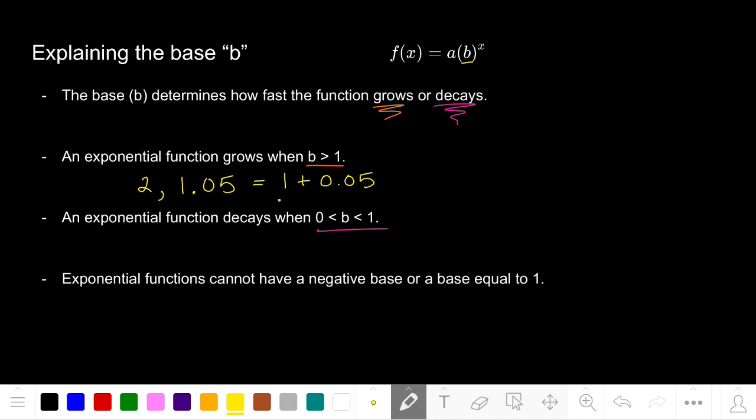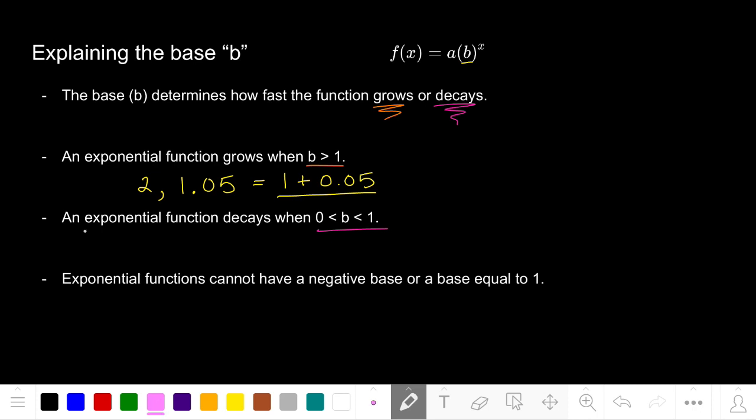And a lot of times we prefer this representation because it helps us more easily identify the rate at which an exponential function is increasing or decreasing. We can see that this exponential function would be increasing at a rate of 0.05, expressed as a percentage, that is 5%. A rate of 5% per one increase in the input.